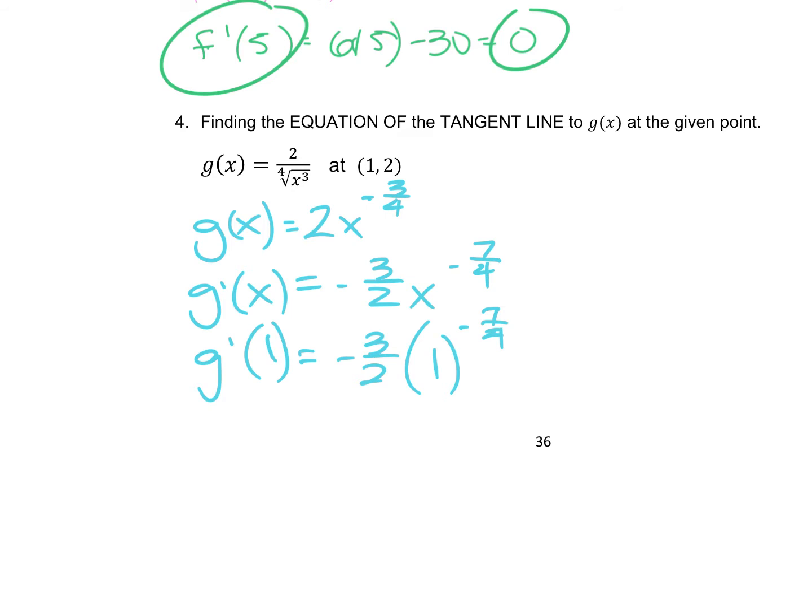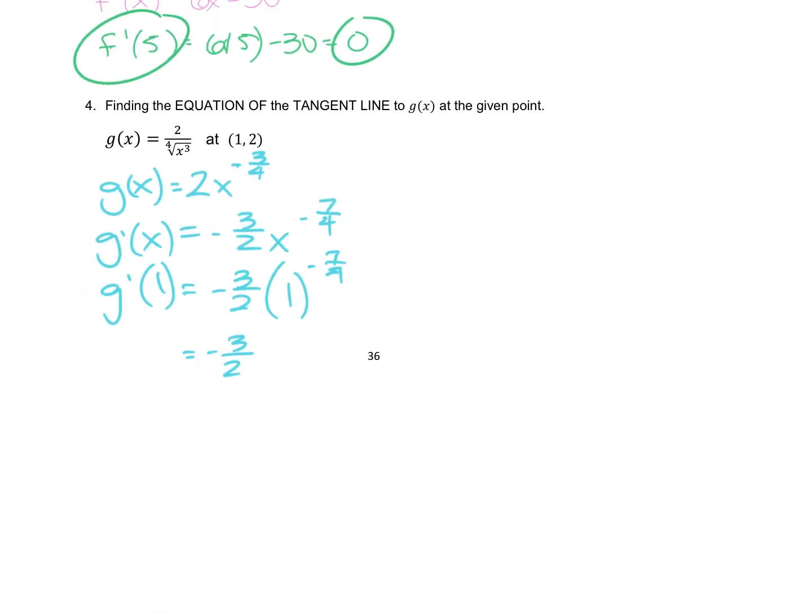What is the answer? 1 multiplied by that negative 3/2 out front, right? So my slope is that. I don't need to fix that negative exponent to get that answer. And that is like not my final answer either. I have to continue on and go to where? The equation. Equation of the tangent line. Equation of the tangent line is in point slope form, so it's going to be y minus what?